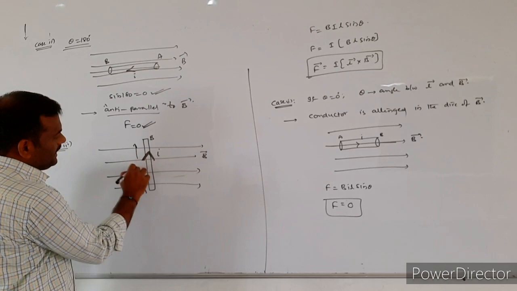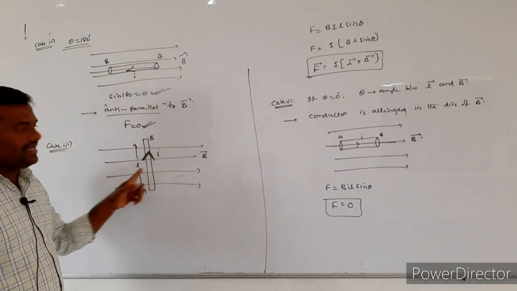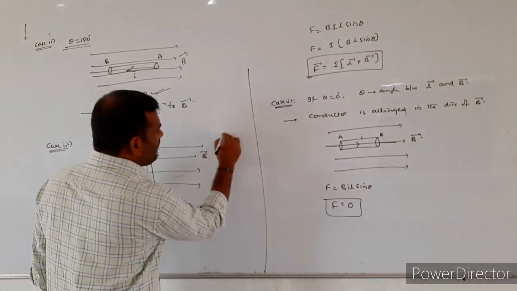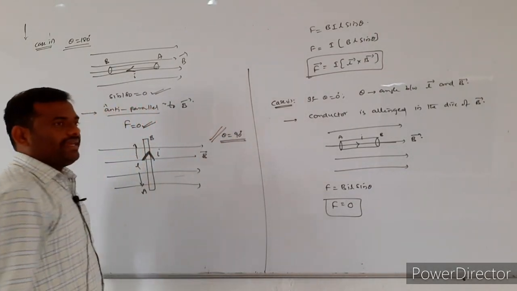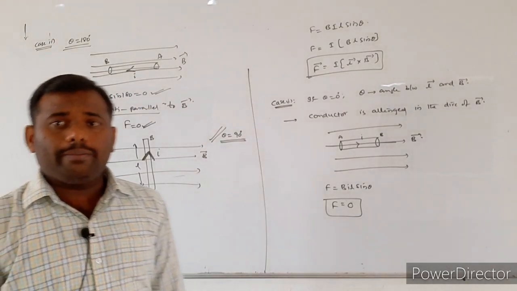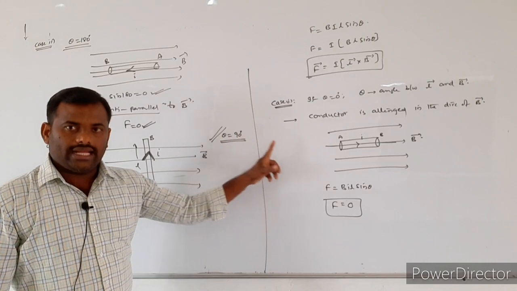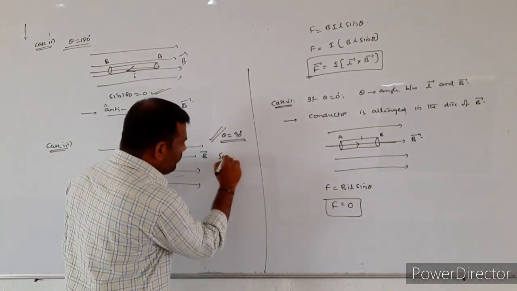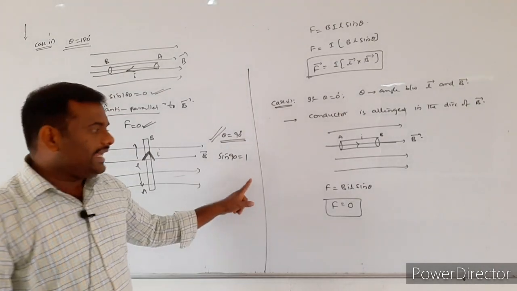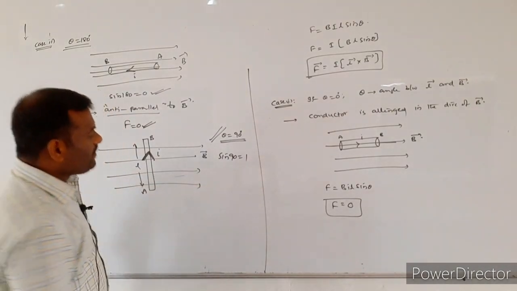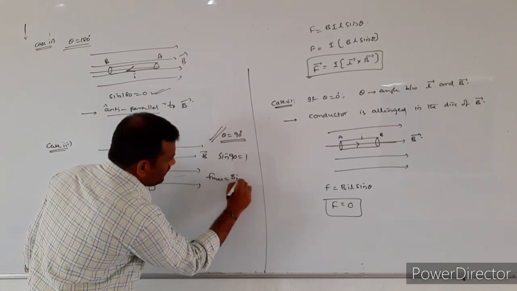So, what is the angle between the length of the conductor and the magnetic field? Here theta is equal to 90 degrees. So in case 3, what is the angle between the magnetic field and L bar? Theta is equal to 90 degrees. Whenever theta is equal to 90, sin 90 is equal to 1. According to that formula, the force becomes a maximum.